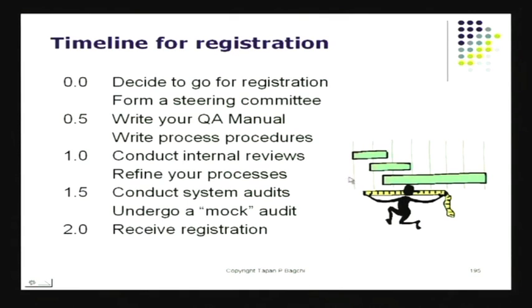There's a formal plan for it. You decide to go for registration. You write your QA manual. You have internal reviews to make sure you're doing what you wrote down, and you wrote down what you really ought to be doing. Then, of course, you do a systems audit. You do a mock audit internally. Then you go out and get the registration audit done, and you get your registration.